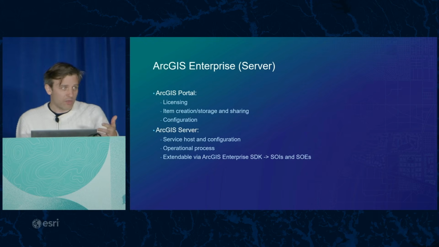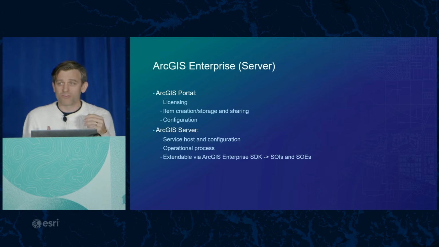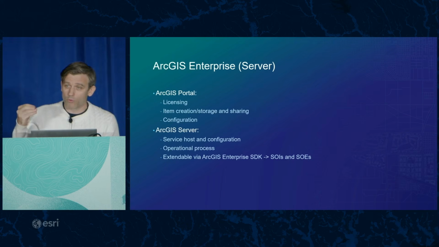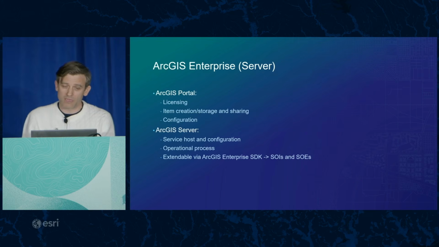So ArcGIS Portal is where we get licenses from. It also stores item definitions for the utility network. It also stores configuration. And with each release, and with the 12.1 release, we've added even more configuration functionality directly into Portal. So you can turn on and off specific capabilities of the service without going to Server Manager. You can do it all directly in Portal now, where previously you had to go to Server Manager to do it. So we're really trying to elevate that experience up into Portal.